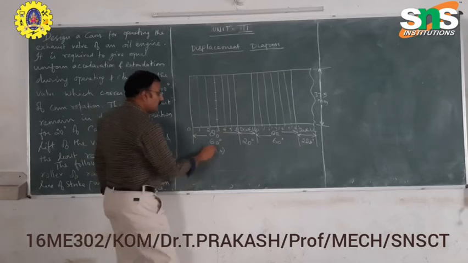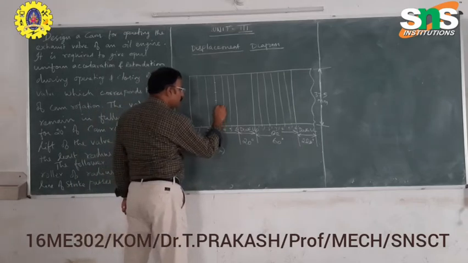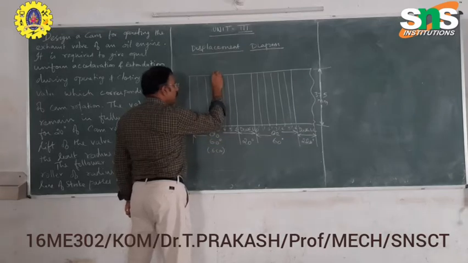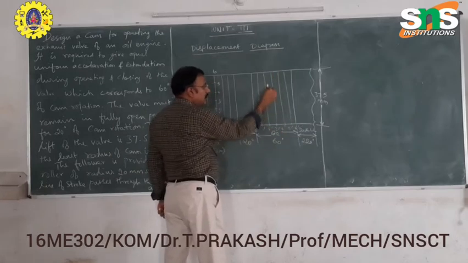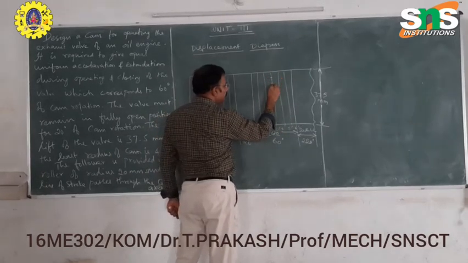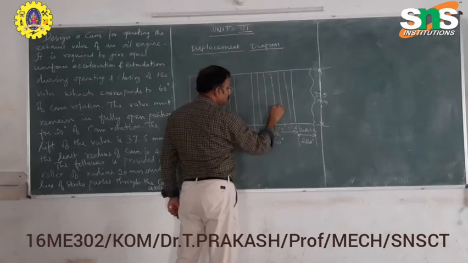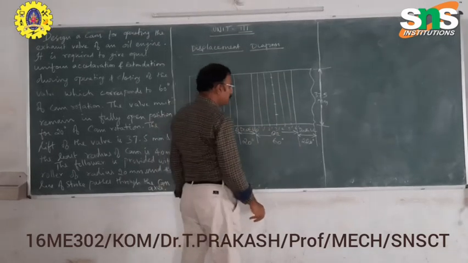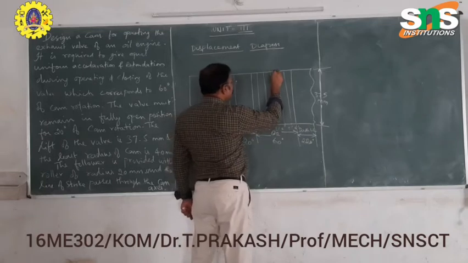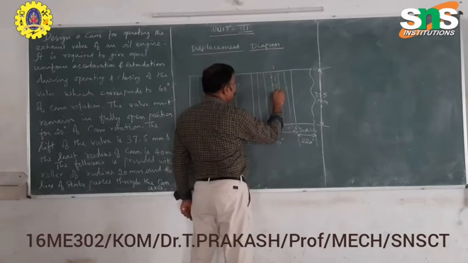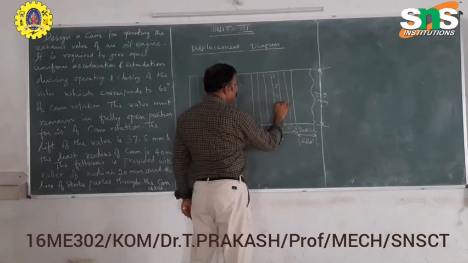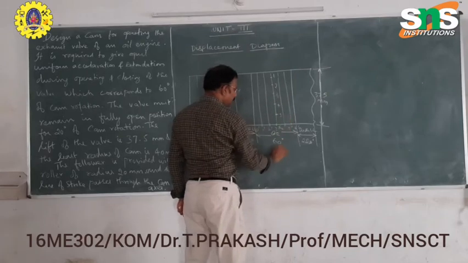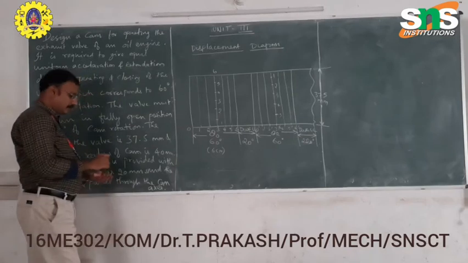And you mark the points 1, 2, 3, 4, 5, 6. And also, in the return stroke, you take the middle line and divide it into 6 equal parts. And you mark the points 1, 2, 3, 4, 5 and 6. You can mark anyway, no problem.